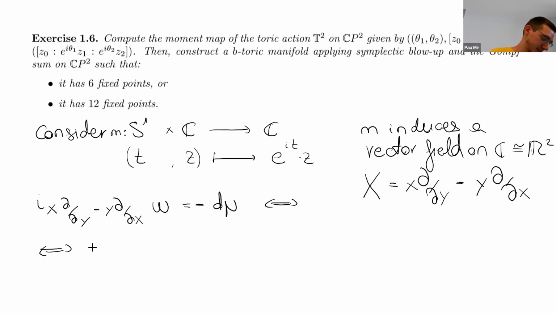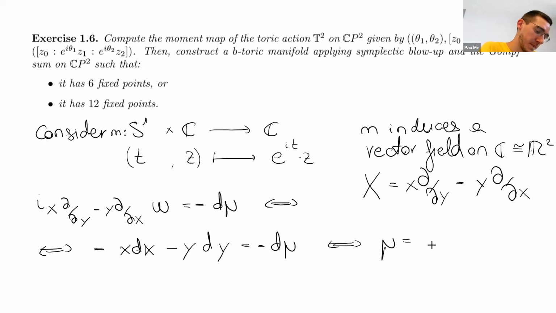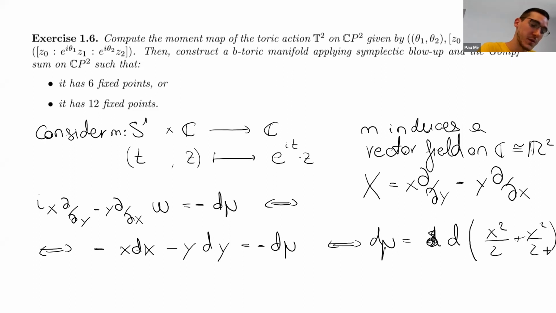the following condition. We have that minus x dx minus y dy has to be minus this differential, and so the conclusion is that the differential of mu is the differential of x squared divided by 2 plus y squared divided by 2. This is in real coordinates. So in complex coordinates, the moment map is the square of z divided by 2.